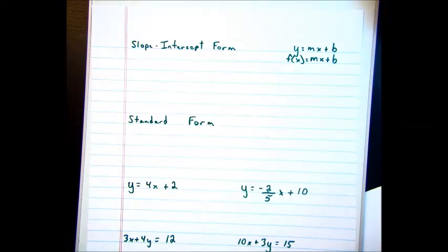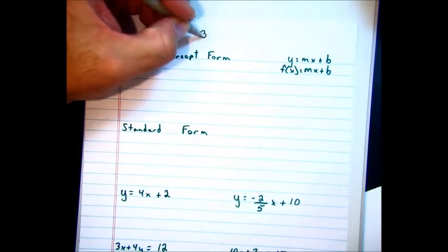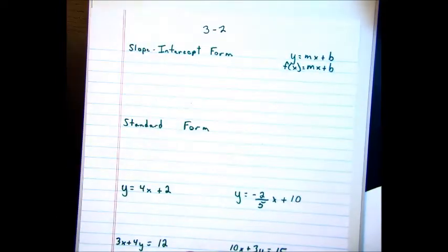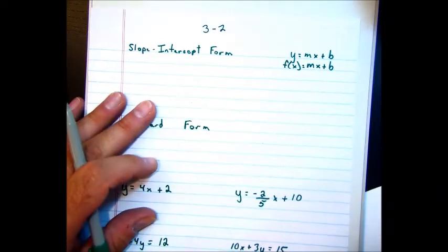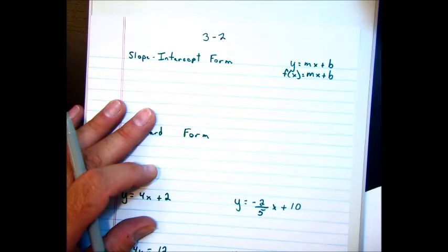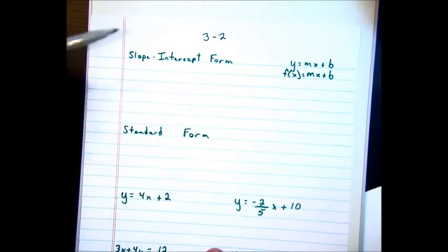So, here we are dealing with Unit 3, Section 2. I introduced it yesterday on the other video, and I'm going to continue teaching about it today, and then we'll go through it tomorrow in the book. But it deals with two forms of a line.